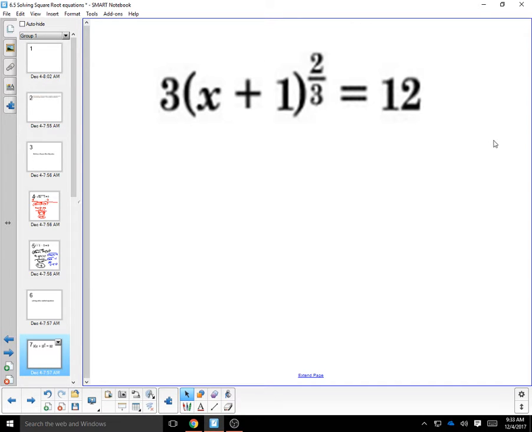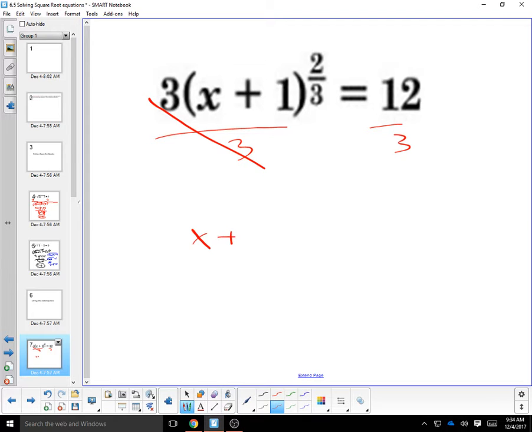I know that 2/3 is going to be some kind of weird radical, right? So I want to make sure that I get it by itself. First thing I'm going to do is divide by 3. Get it by itself. So we're going to get this going on. So I've got x plus 1. Now this is to the second power, and it is the third root of that.